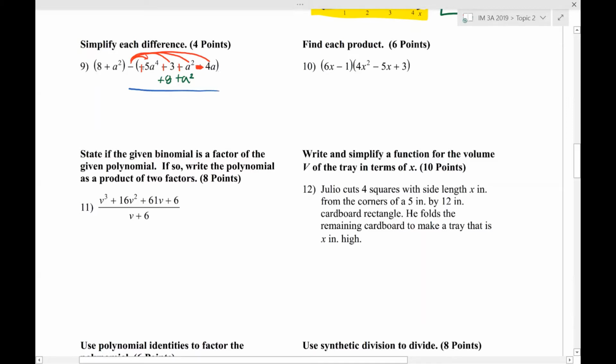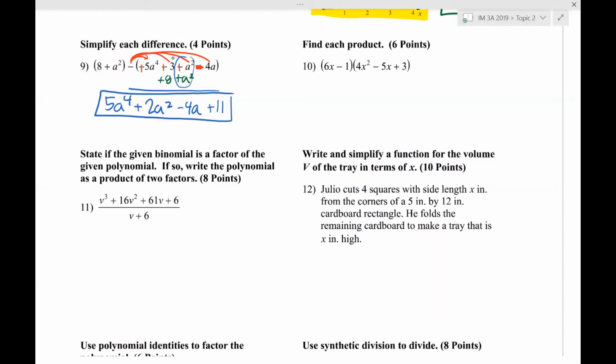The highest power is the 4th power, so I'm going to write 5a to the 4th first. Then I would look for a 3rd power, but notice we don't have one, so we're going to move on to the 2nd. For the 2nd power, we combine a squared plus a squared, so plus 2a squared. Then we only have one linear term, so minus 4a. And finally, 3 plus 8 gives us 11. So the answer is 5a to the 4th plus 2a squared minus 4a plus 11.